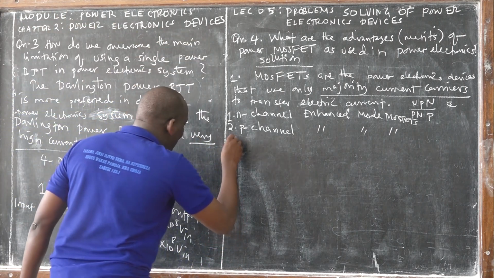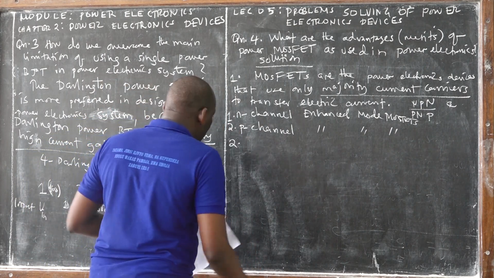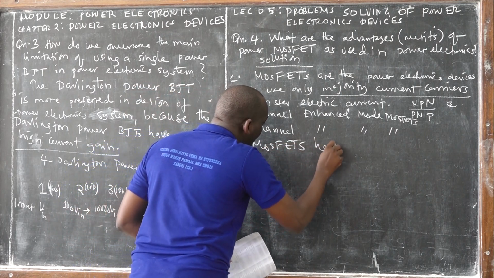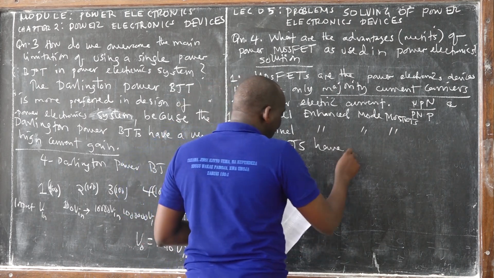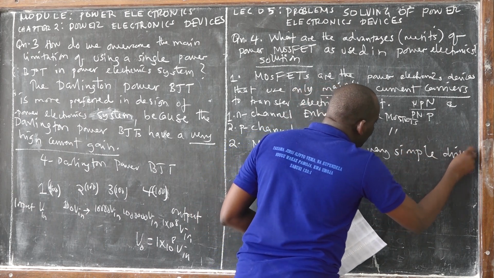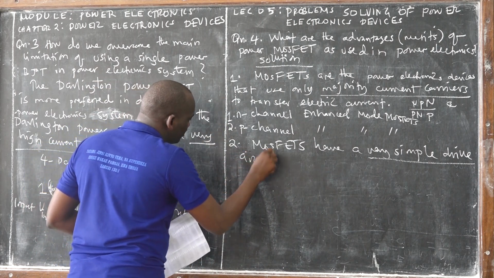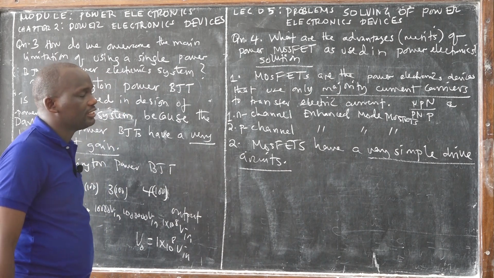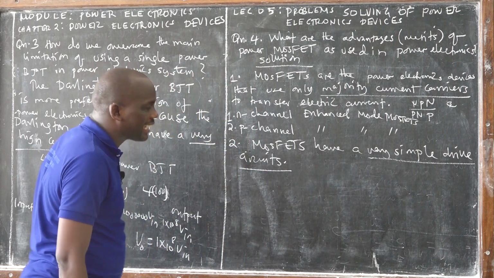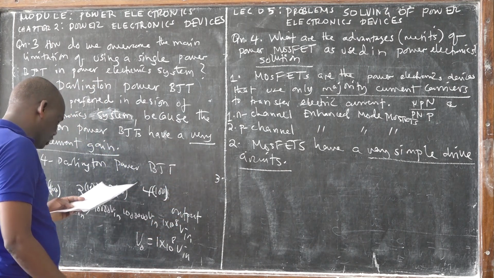Okay. The second advantage of using MOSFET in power electronics. So we said that MOSFETs have a very simple drive circuit. Say drive circuit. So MOSFETs also need to have a drive circuit, and it is very simple to design and to work perfectly rather than in BJT.